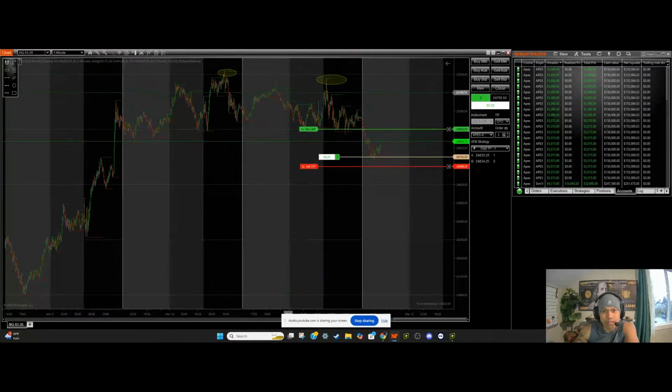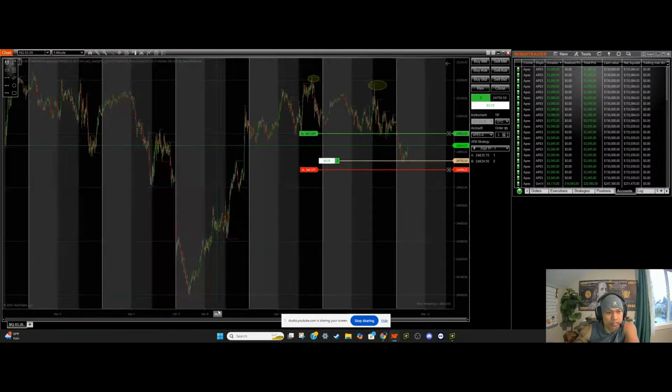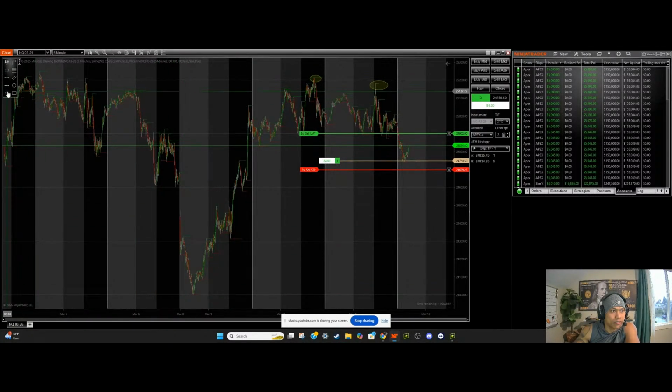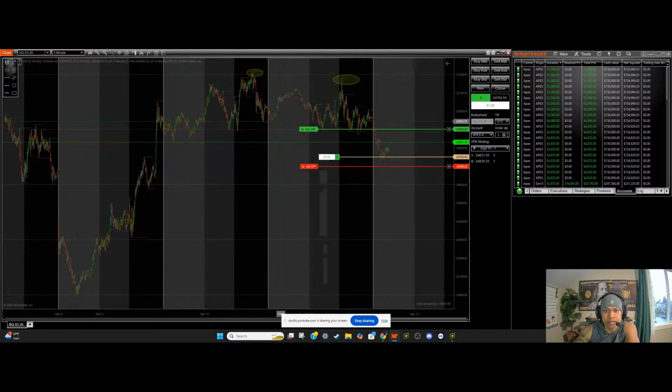So this is more of a pullback, but overall on the bigger time frame, right, we're bullish, as you can see here. You can see all this right here, right? That's bullish. And typically on the bigger time frame, we'll have a pretty decent pullback, and that's what it did at the close today.